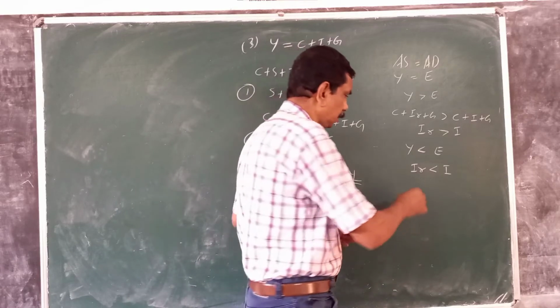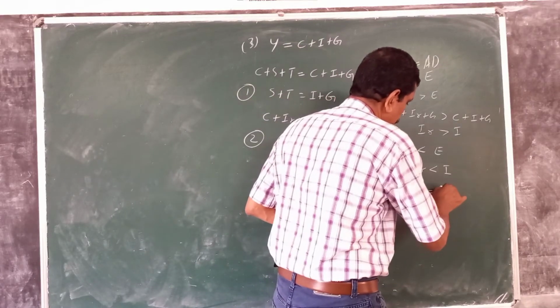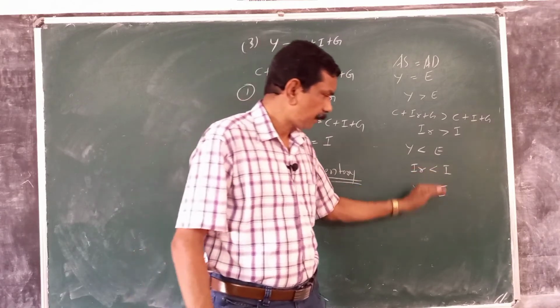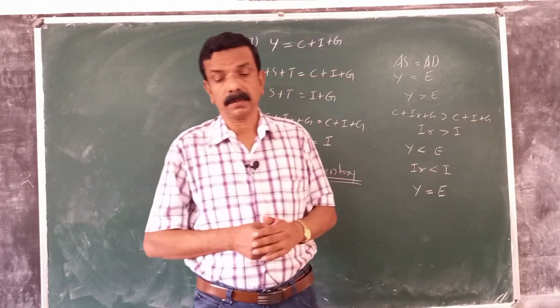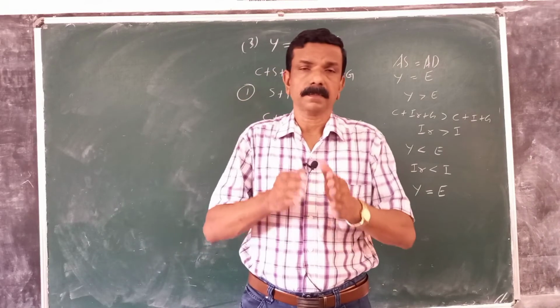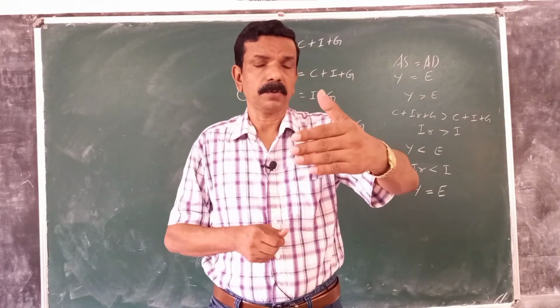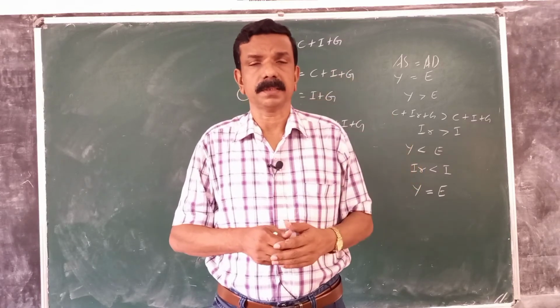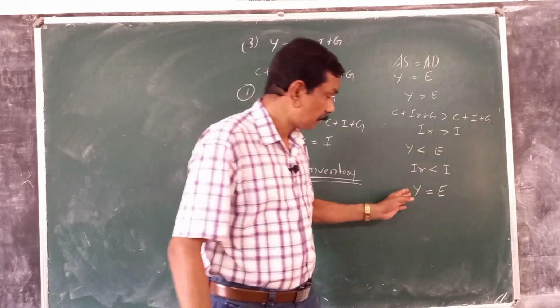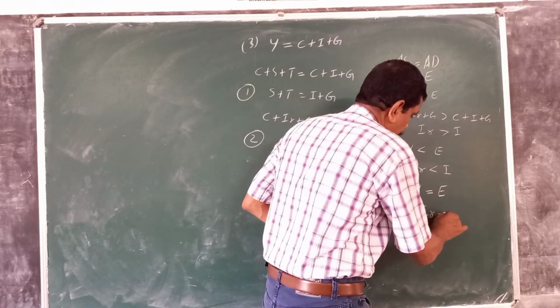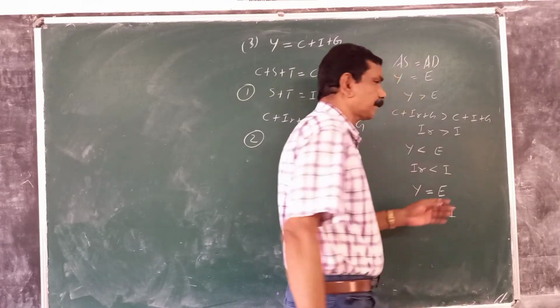When Y is equal to E, entrepreneurs realize that they produced the correct amount and they will continue to produce the same level of output in the succeeding periods. And this is the case of equilibrium. And in this case, IR is equal to I.